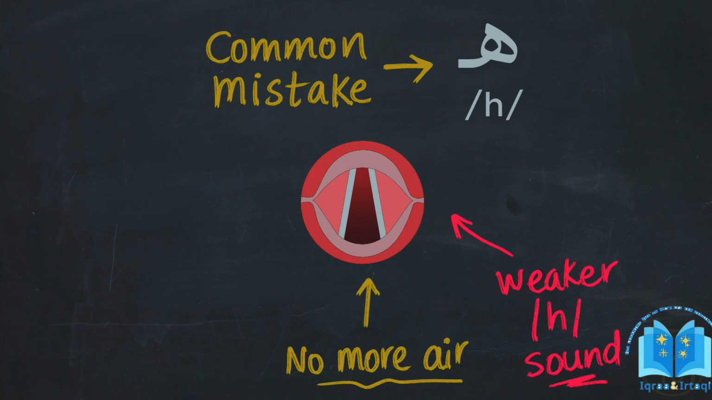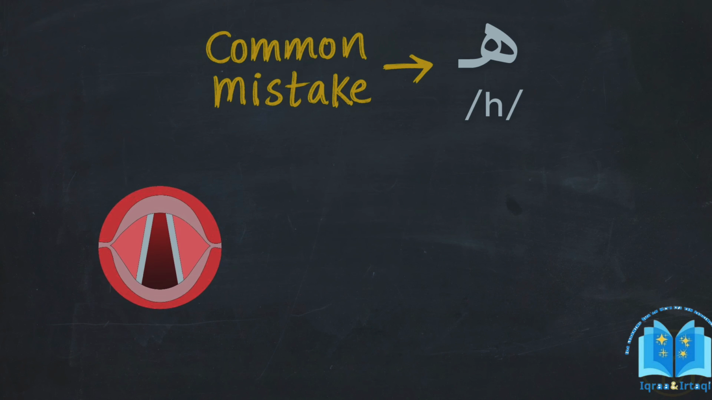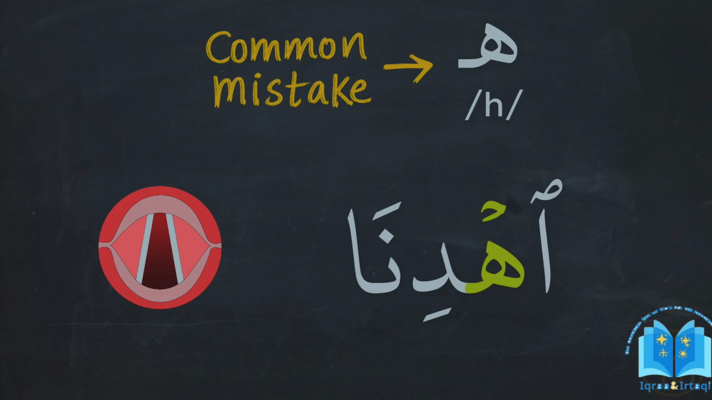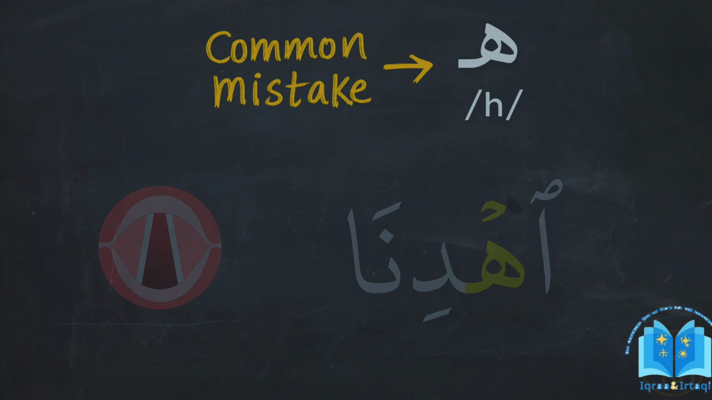This especially happens when ha is used in the middle of the word when it has sukun on it. So for example, in Surah Al-Fatiha, the word ihdina, in case of opening the vocal cords too widely, it can sound like this. Ihdina. So not applying the proper technique when pronouncing the letter ha will force you to exaggerate how you produce the sound, and the sound will still sound quite weak.